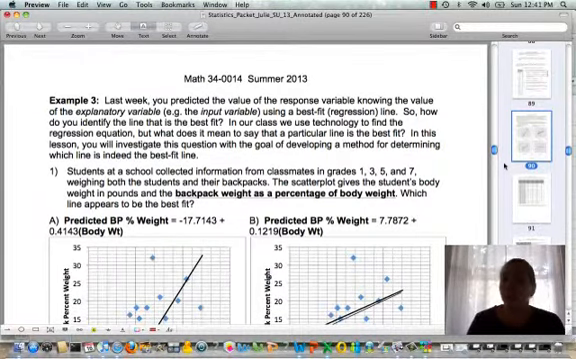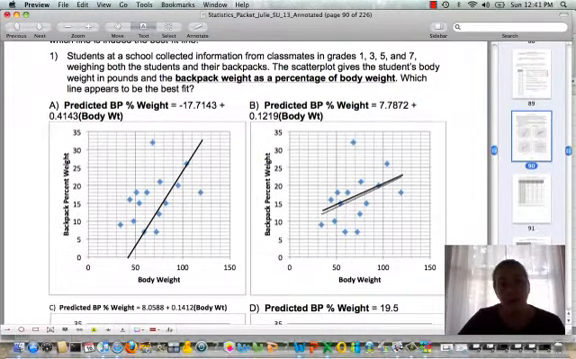So Example 3 compares 4 different models for the relationship between backpack weight and a percentage of body weight. So take a minute and pause the video and read through the text of Example 3 if you haven't yet. And then you'll see there are A, B, C, and D, 4 different predictions.